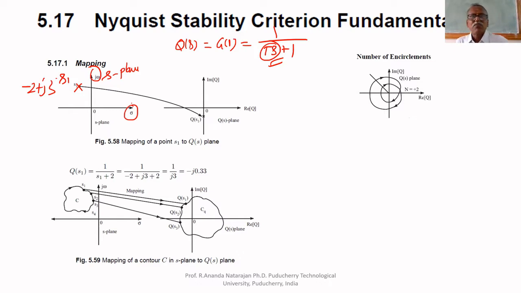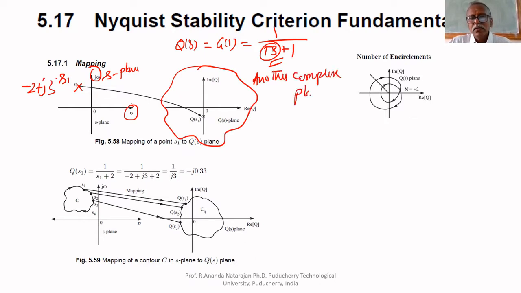Final number again complex number. Am I correct or not? If you substitute a complex number, again you will get a complex number. Plot it on a complex plane, another complex plane. This is another complex plane. This complex plane is called G of S plane. Why? Because I substituted this S plane point on G of S and I got one complex number that is plotted here in the complex plane. That's why this plane is not S plane. This plane is called the G plane.